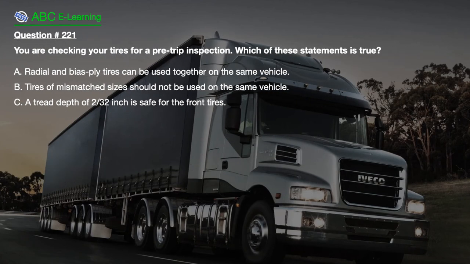Question number 221. You are checking your tires for a pre-trip inspection. Which of these statements is true? A. Radial and bias ply tires can be used together on the same vehicle. B. Tires of mismatched sizes should not be used on the same vehicle. C. A tread depth of 2/32 inches is safe for the front tires.